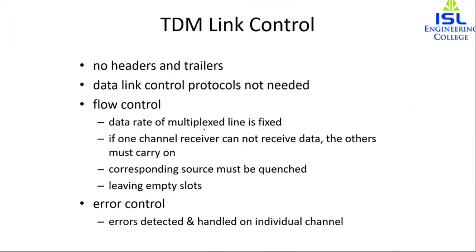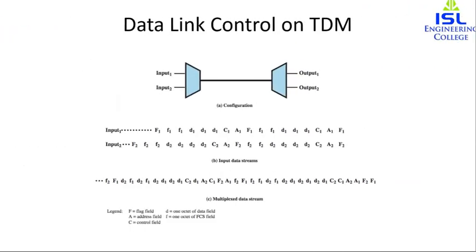The data rate of the multiplexed line is fixed. That is, how much data can be sent over a line is fixed. And if one channel receiver cannot receive the data, the others must carry on. Now, what about error control? Errors are detected and handled on the individual channel. So that is data link control in time division multiplexing.